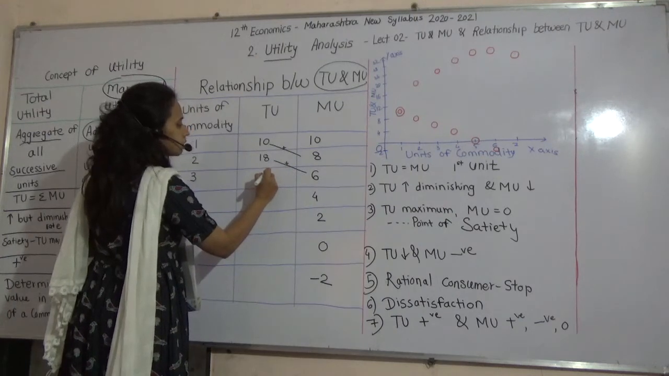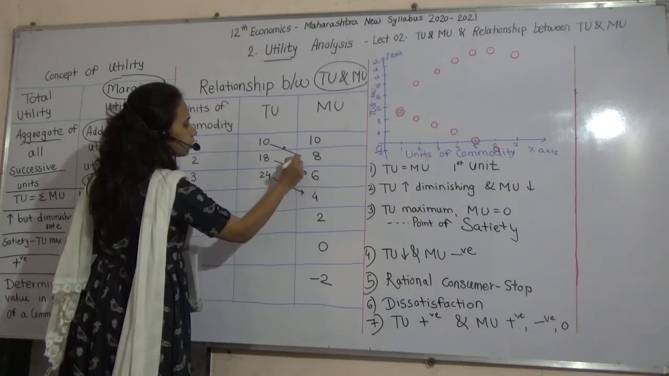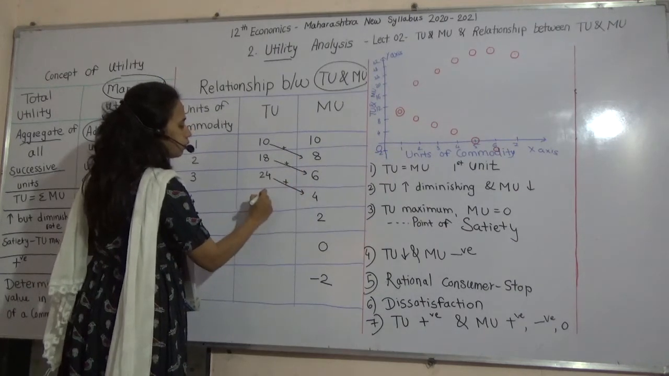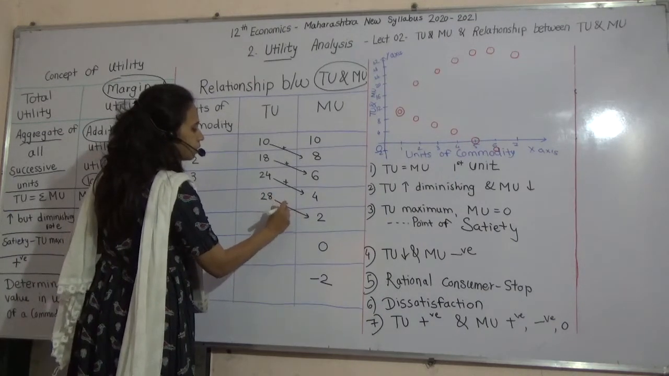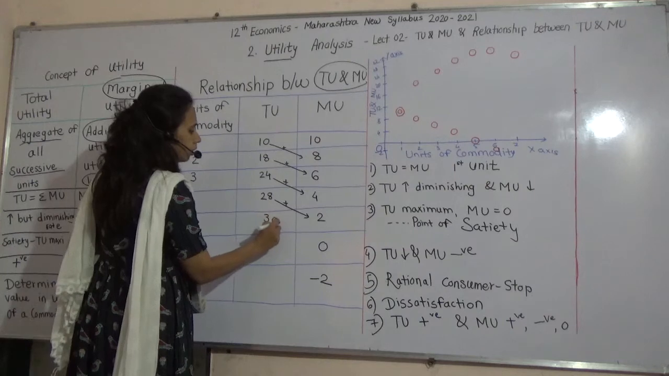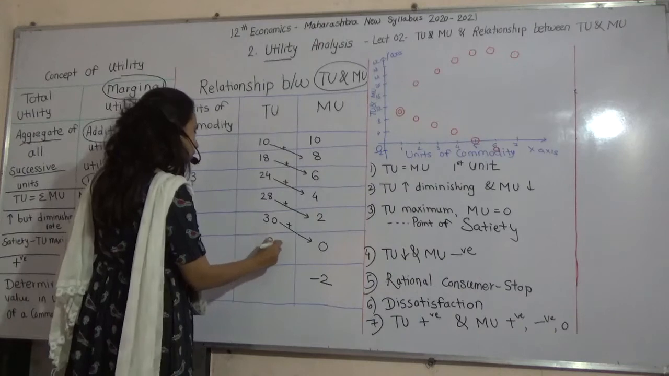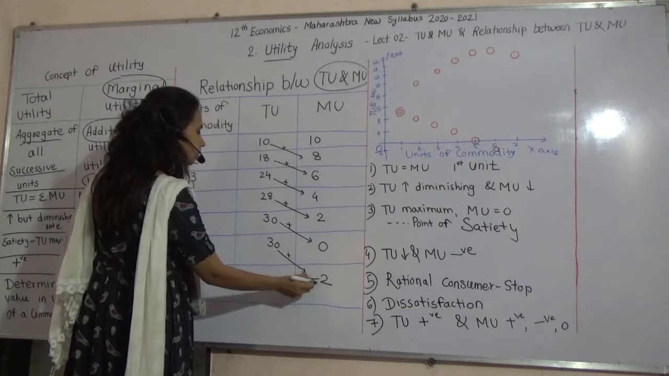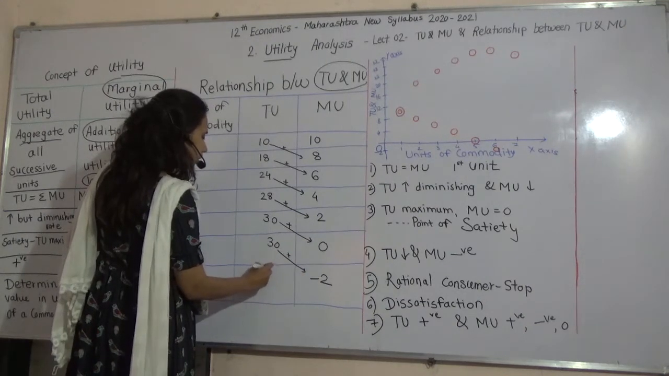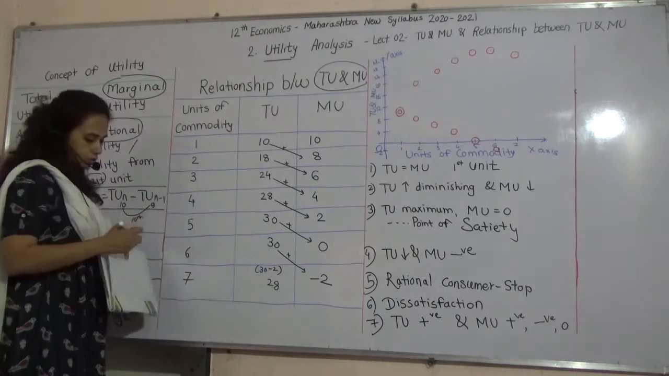18 plus 6, you will get 24. 24 plus 4, you will get 28. 28 plus 2, you will get 30. 30 plus 0, you will get again 30. Now 30 plus minus becomes minus, so you will get 28. With this we have finished the chart.